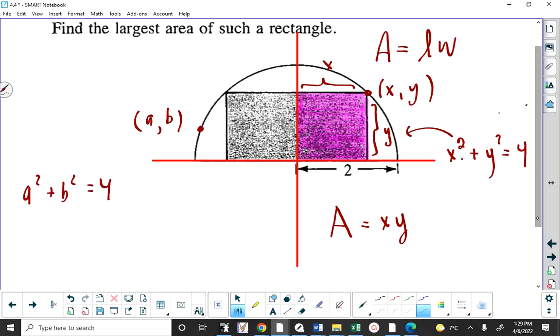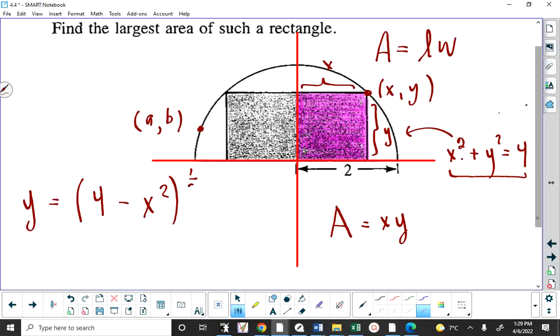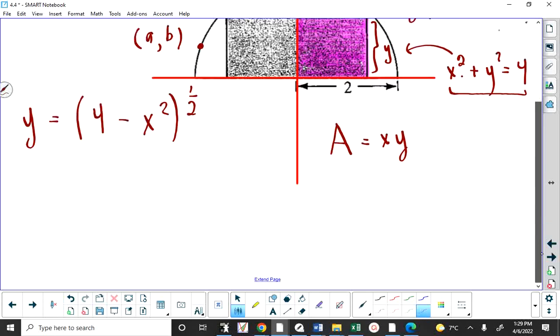So how do I get rid of, say, y? I use the equation of constraint. I think you know where to go, but I'm going to finish this one because it's a little bit interesting. When you rearrange for y, you end up with y squared equals 4 minus x squared. So that means that y equals the square root of 4 minus x squared. Okay. So area equals xy, x times y. Y is 4 minus x squared to the half.